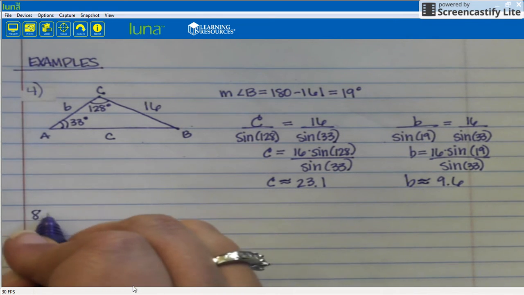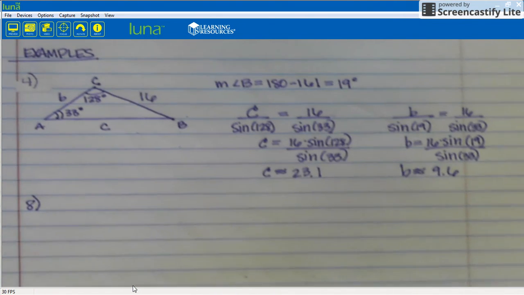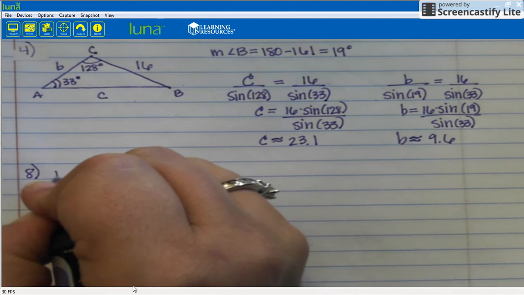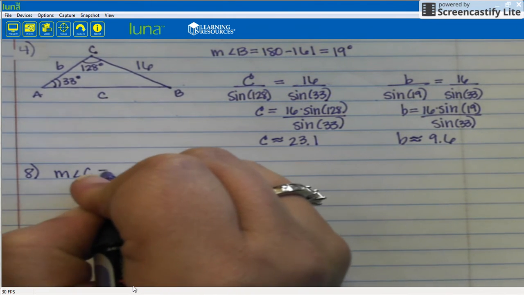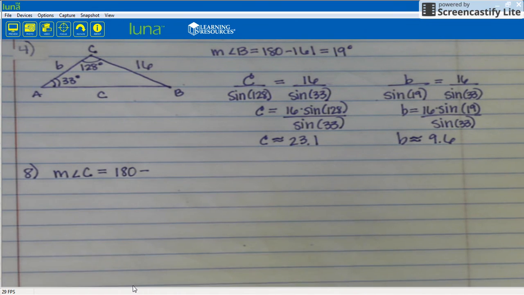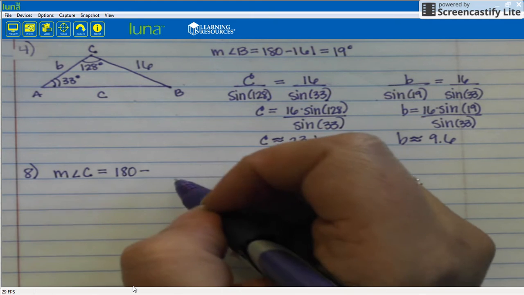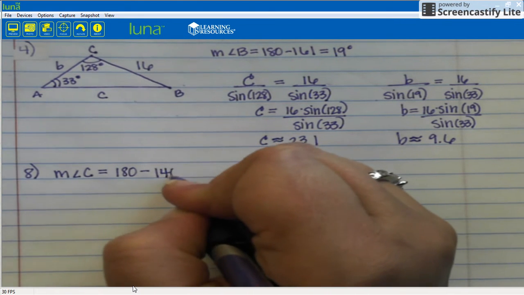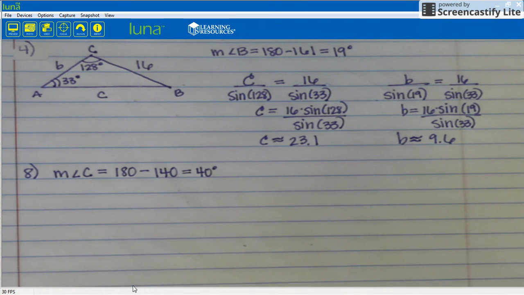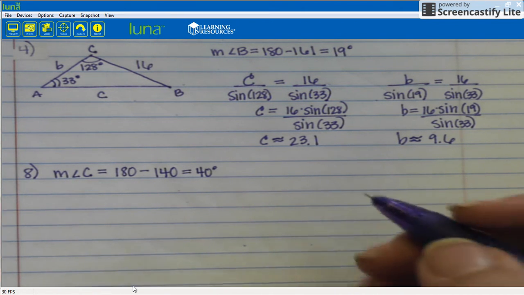If you look at number 8, then we are asked to find the measure of angle C. So the measure of angle C is going to be equal to 180 minus 102 minus 38. So this is going to be minus 140, which is going to give me 40 degrees. And I am solving for little c and little b.